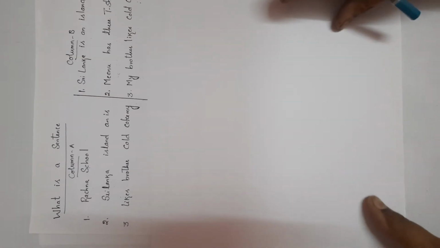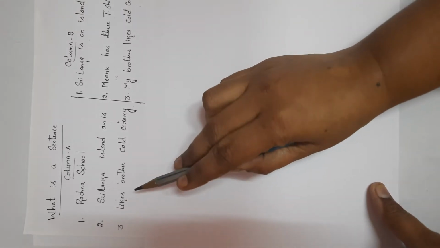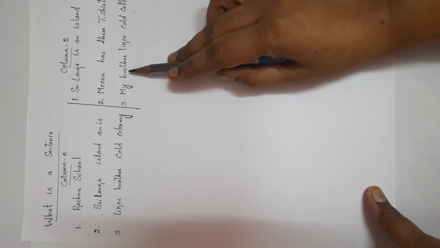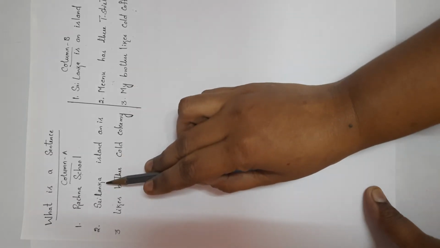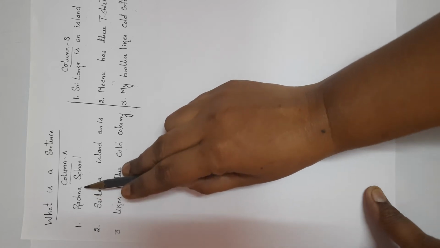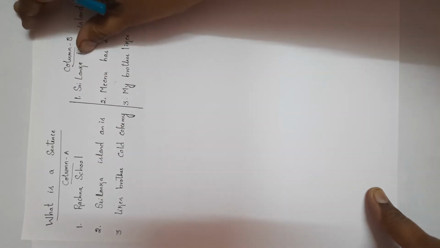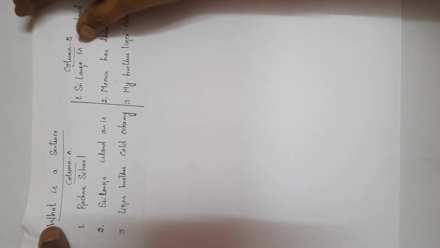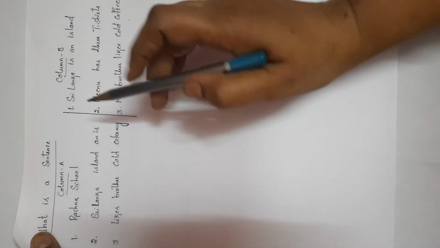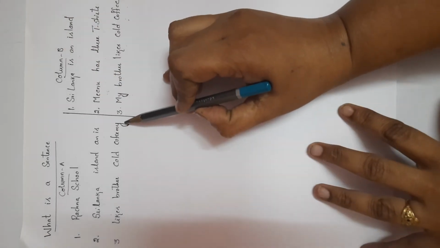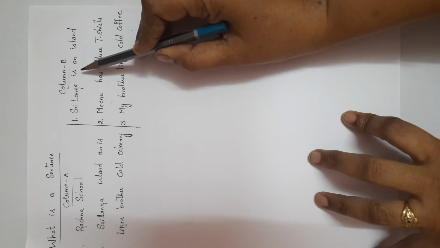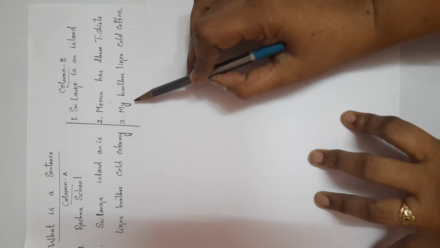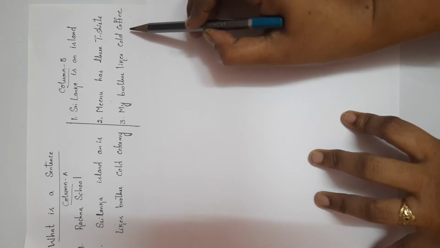Children, here there are group of words in column A and there are group of words in column B. Let us read this group of words which are in column A. The first one is Rachana, school. Second one is Sri Lanka, island, anise. Third one is likes, brother, cold, coffee, my. Let us read the sentences which are in column B. Sri Lanka is an island. Meenu has 3 t-shirts. Third one, my brother likes cold coffee.